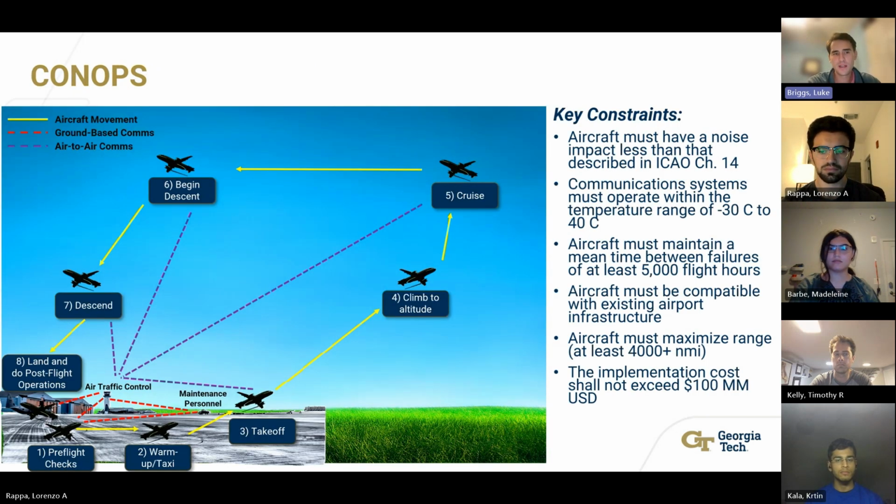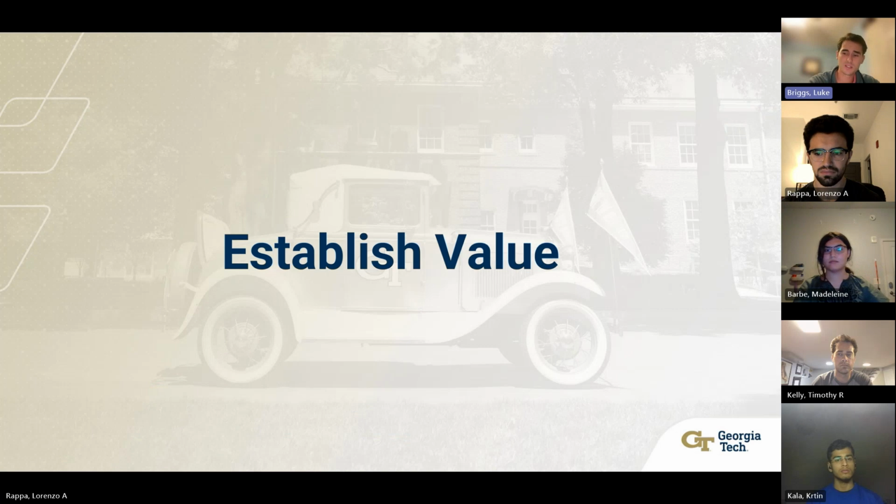And so when we get into the concept of operations of our aircraft, they're essentially the same as they already have been from before. We're still going to go through all of those pre-check, warm-up, and taxi and takeoff and everything that follows that. But we really do have a couple of key constraints. What we really want to be considerate of is we want to have an aircraft that's reliable. It's got to be compatible with our existing infrastructure, and we don't want it to be economically infeasible. And so we want to keep that implementation cost to less than $100 million a year. And I'm now going to pass it over to Tim here, who's going to talk about establishing the value for our problem.